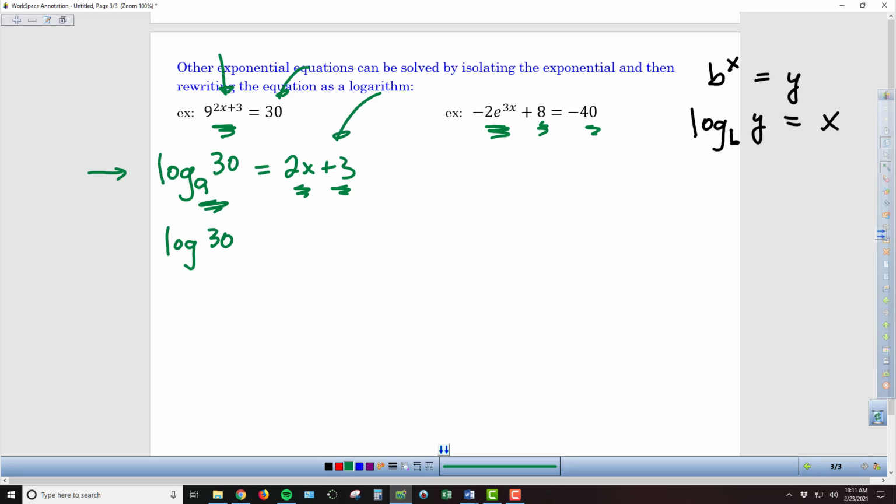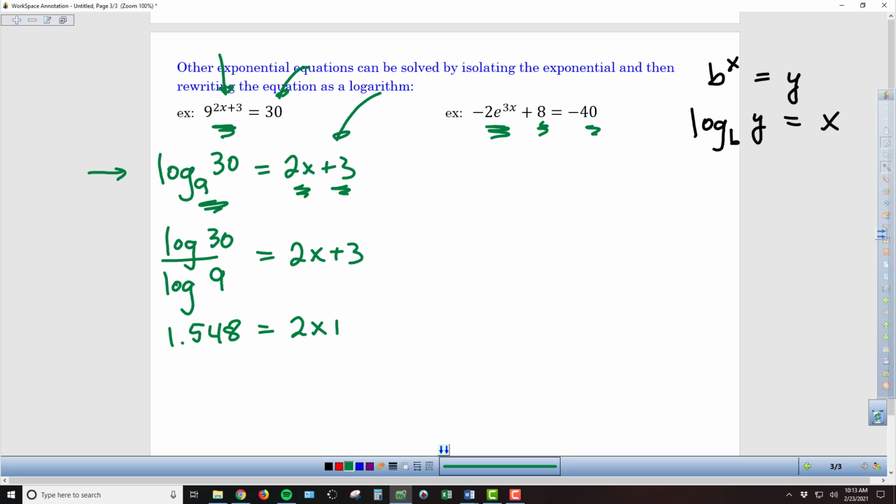Remember, the input into the log goes in the numerator with the new base, and then the log of 9 in the denominator. So the base goes in as the input in the denominator. And then that still equals 2x plus 3. So now we can use our calculator to figure out what log of 30 divided by log of 9 equals. So using our calculator, we find that if we take log of 30 divided by log of 9, we get 1.548 if we round off to the nearest thousandth.